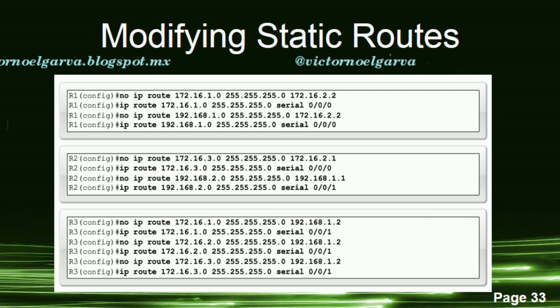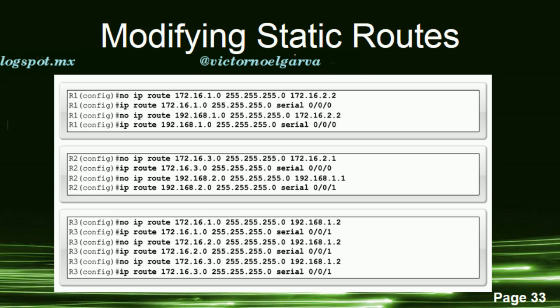route to be removed. In the previous section, we had a static route ip route 192.168.2.0 255.255.255.0 172.16.2.2. We can delete that static route with the no ip route command. No ip route 192.168.2.0 255.255.255.0 172.16.2.2.